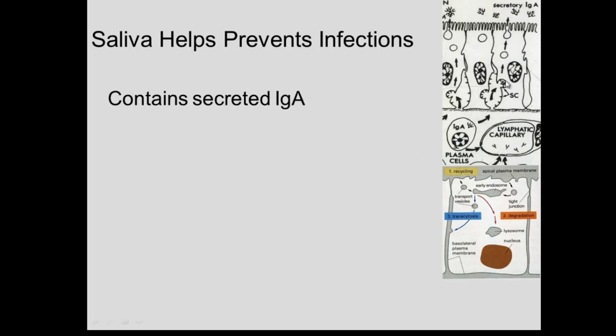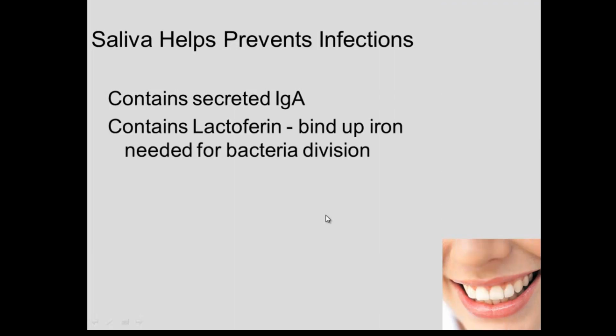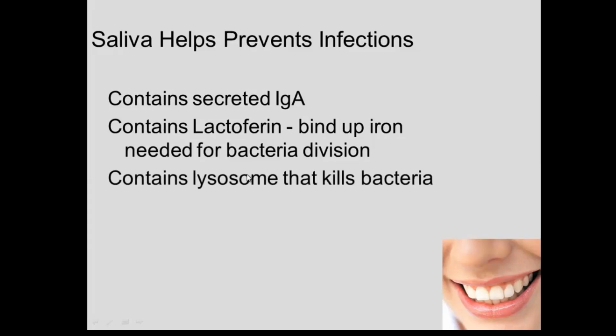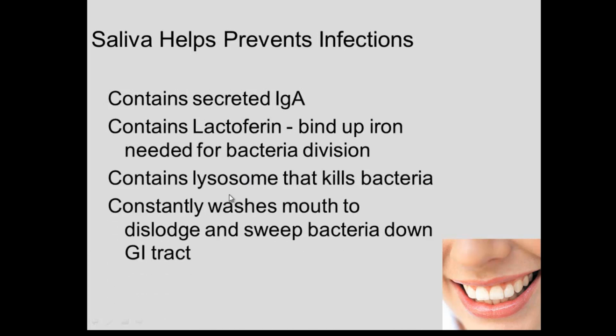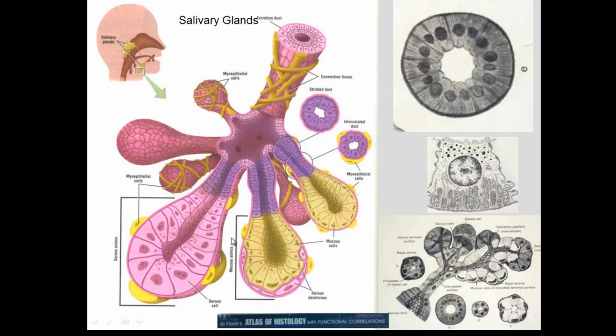IgA antibodies are the secretory antibodies, so you have plasma cells produce antibodies, and you have transcytosis to transport that into the lumen. Transcytosis, as you know, transfers things from one surface to another surface. Also, it produces lactoferrin, which binds iron that's needed for bacteria to divide, so it prevents bacteria from dividing. Also, it lysozymally kills bacteria, and it constantly washes away, dislodging bacteria as you swallow down the GI tract.